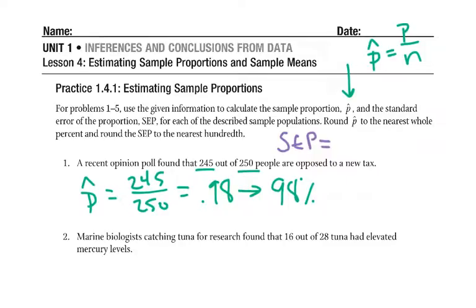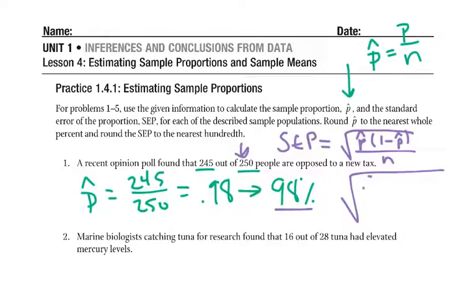And the SEP is found by taking the square root of p hat times 1 minus p hat, divided by n. So we calculated p hat, that's right there, and then n was 250. That was our total number. So I'd go square root of 0.98, because I put it back in decimal to solve with, times 1 minus 0.98, divided by 250. And that's our SEP.